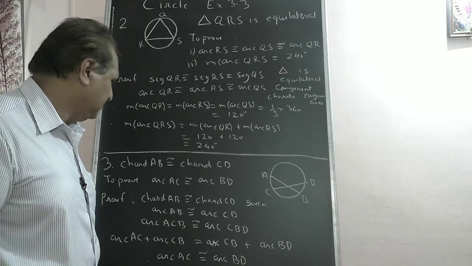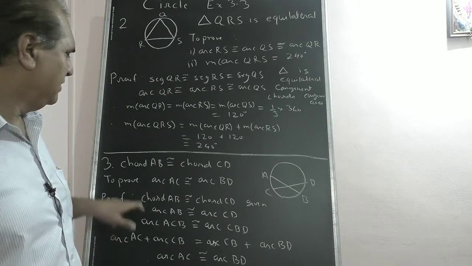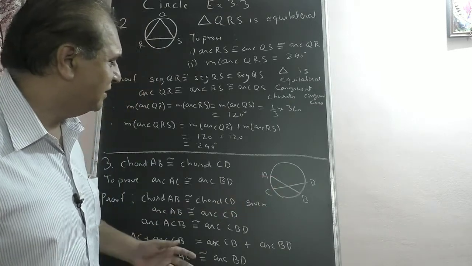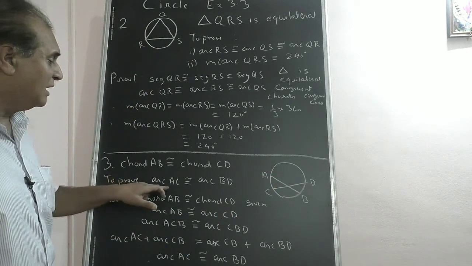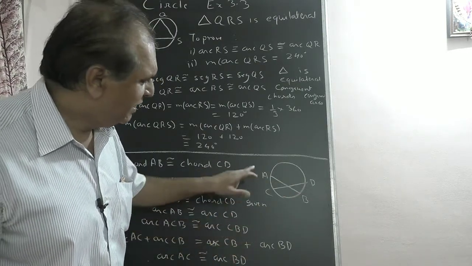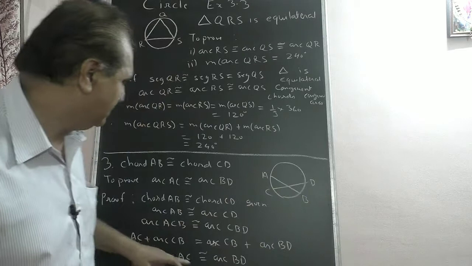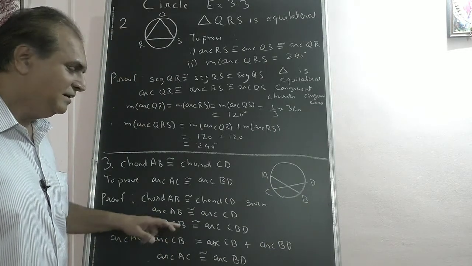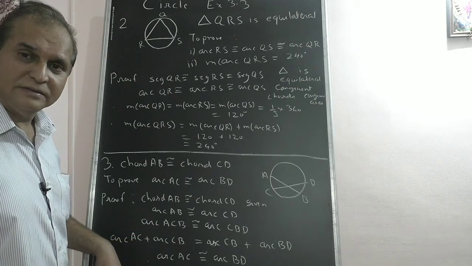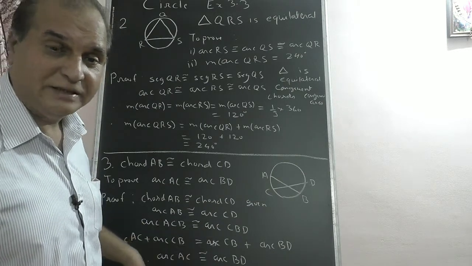Okay. Third sum, and the last sum of this exercise. See, what is given? Circle given, figure given, chord AB congruent to chord CD given. And what you have to prove? Arc AC, only this much, congruent to arc BD. This is also simple. If chord AB congruent to chord CD, arc AB congruent to arc CD, right? Write the reason: congruent chords have congruent arcs. You write the full statement. I have not written, but you write.